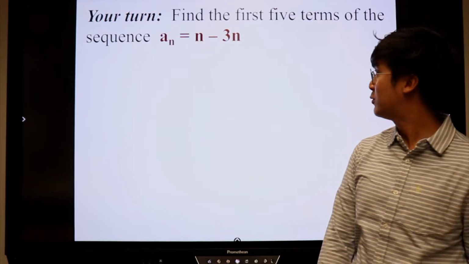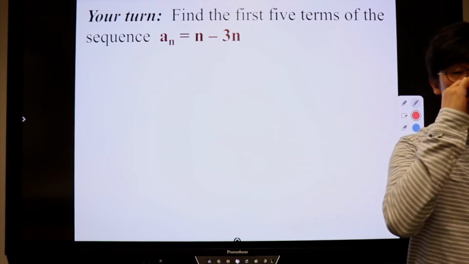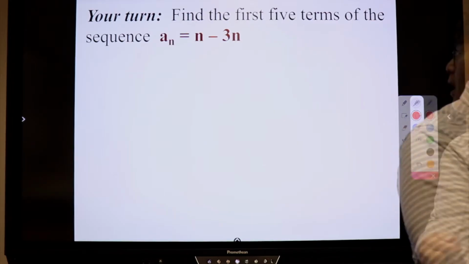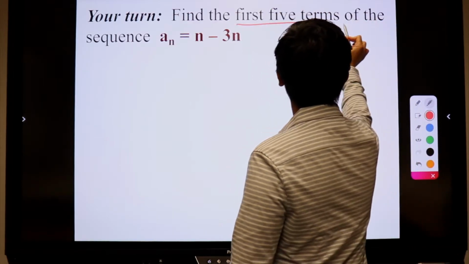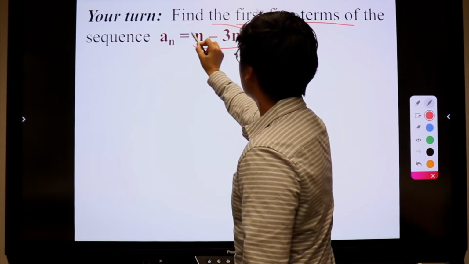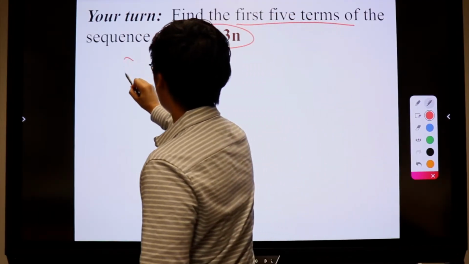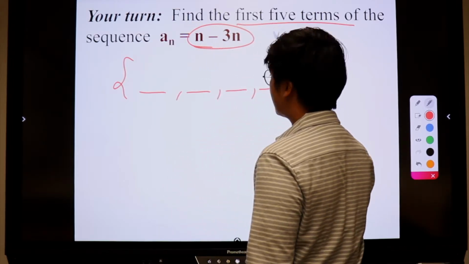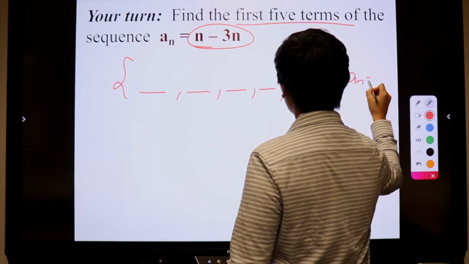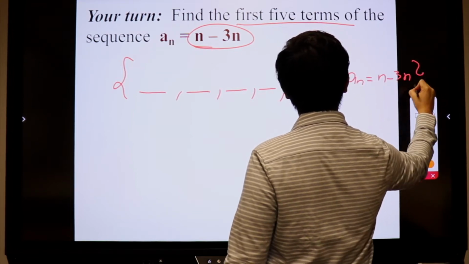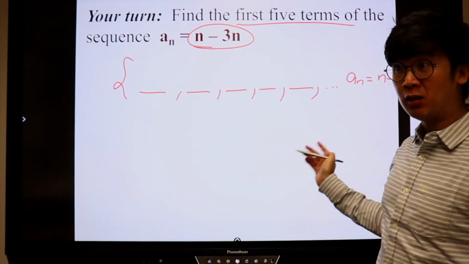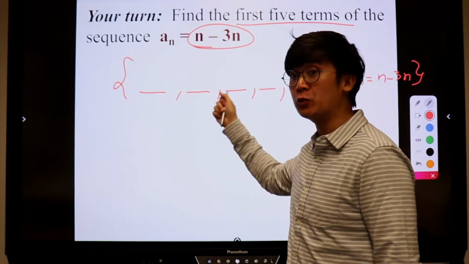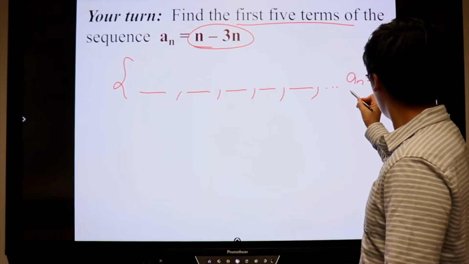Now, what about this one? Can you please do this on your own? Answer the problem now, but this time you have to do it from start to finish. Alright, so we're looking for the first 5 terms of the sequence, and the sequence is letting us use this formula. So we need to produce 1, 2, 3, 4, 5 of the sequence using the formula n minus 3n. So it's all about symbols, and you know that if you can read math, you'll be able to solve math. So in this case, what you're reading is you need to produce the first 5 numbers of the sequence with this formula.